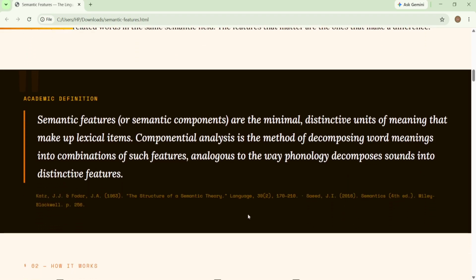The academic definition is: semantic features or semantic components are the minimal distinctive units of meaning that make up lexical items. Componential analysis is the method of decomposing word meaning into combinations of such features, analogous to the way phonology decomposes sound into distinctive features. This is taken from the work The Structure of Semantic Theory.